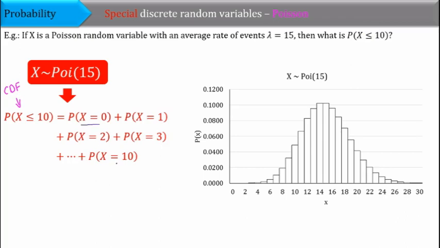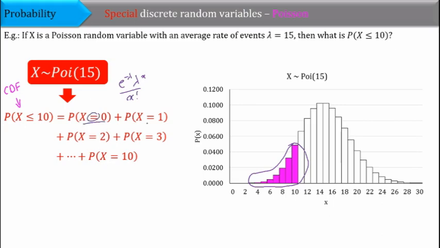We want the probability of x equal to 0, plus x equal to 1, plus x equal to 2, plus x equal to 3, all the way up to x equal to 10. So graphically, we want all of these bars together. Okay, it is the CDF. Now, if we have to use our PMF calculation, which is this, it's going to be a very long calculation.